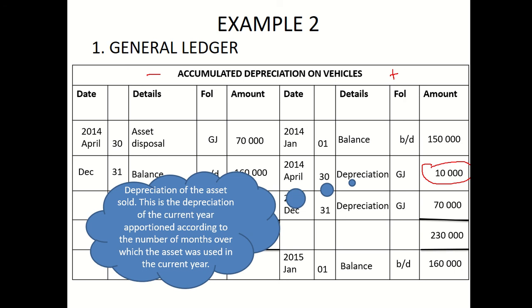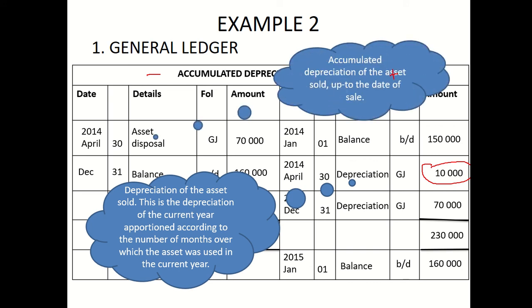I made a bubble. Depreciation of the asset sold. Right? This is the depreciation of the current year apportioned according to the number of months over which we use the asset in the current year. Please remember, we only use this asset for 4 months. That's how we got that 10,000 rand. I explained it in the previous slide. This is the accumulated depreciation of the asset we sold up to the date of sale. So up to the date of sale, accumulated depreciation of this asset was 70,000 rand, which is the 60,000 rand on the 1st of January 2014 plus the 10,000 rand for those 4 months that I've highlighted.